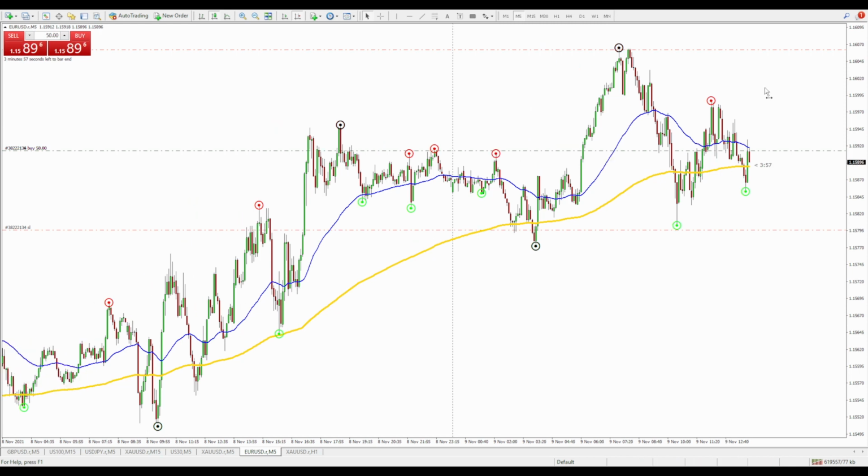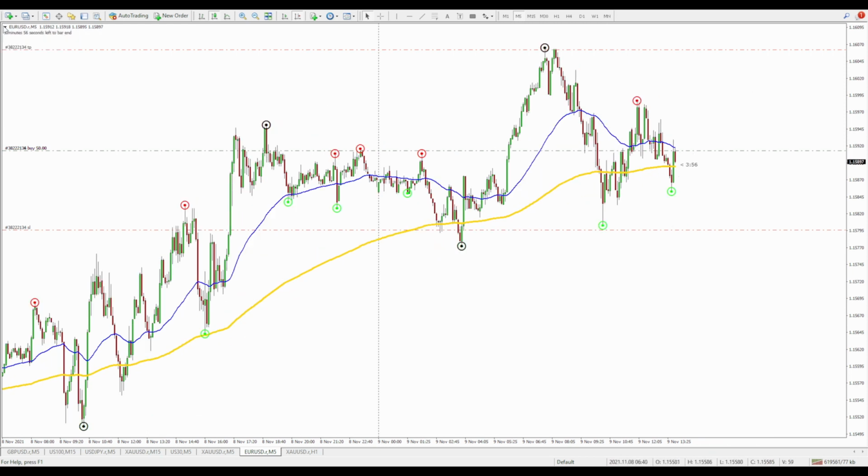Now we're going to wait and see whether this trade comes in or not. Whether it comes in the money or it doesn't, it doesn't really matter. What matters is that we consistently do the same thing over and over again.